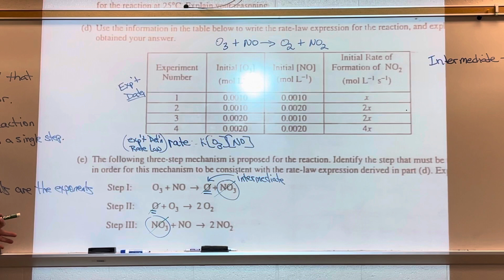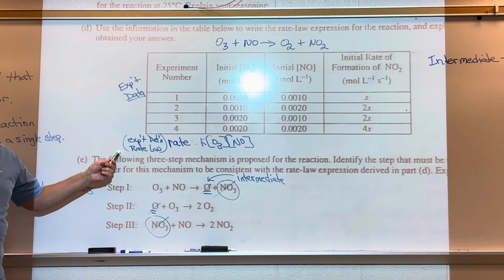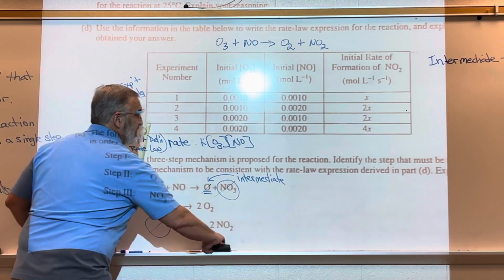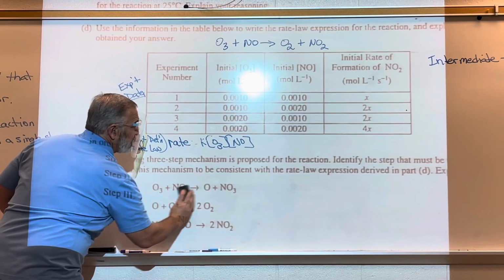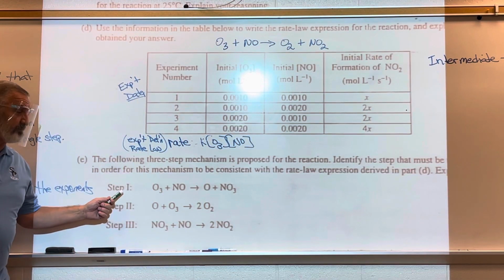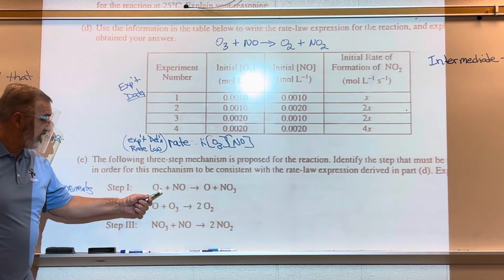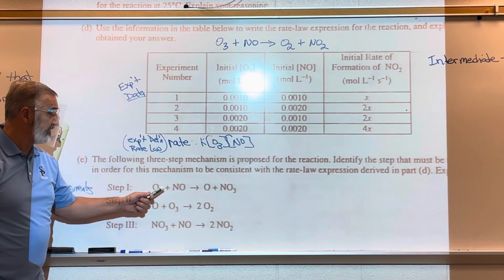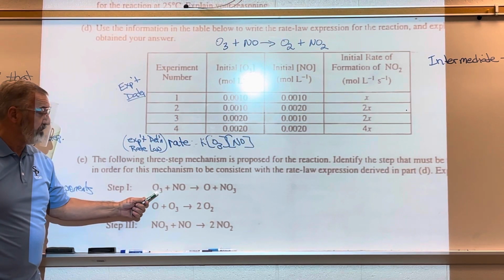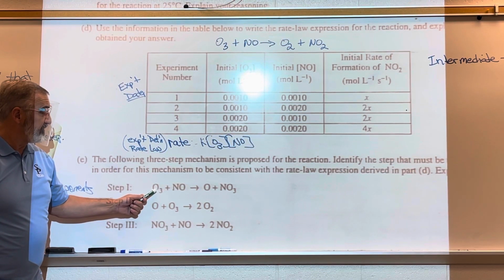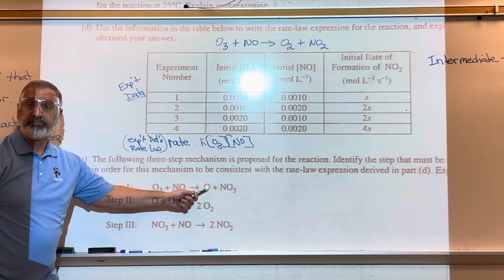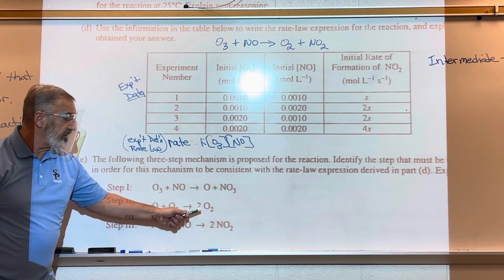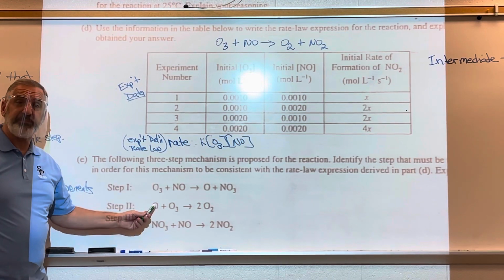Now this question says, identify the step that must be the slow step in order for this mechanism to be consistent with the rate law derived in part D. Well, this is the rate law derived in part D. So when I'm looking at these three equations, you always assume in a mechanism each step is an elementary step. In other words, this is combining with this to make this directly. So the NO is pulling one of the oxygens off of here, or actually two of the oxygens off and leaving one. Then this combines here, and it's just what you see is what you get. That's actually what's happening on each one of these.